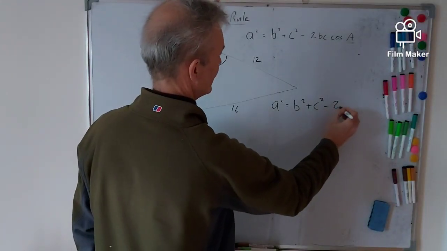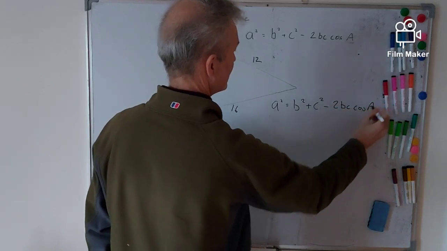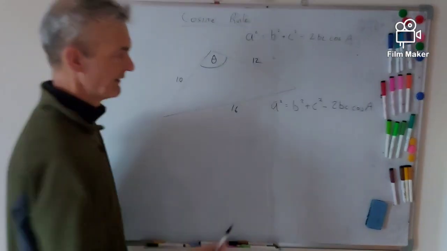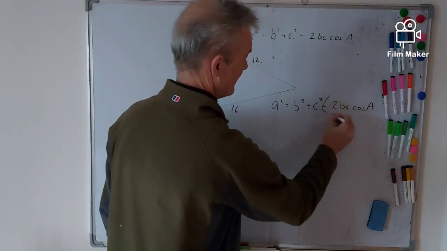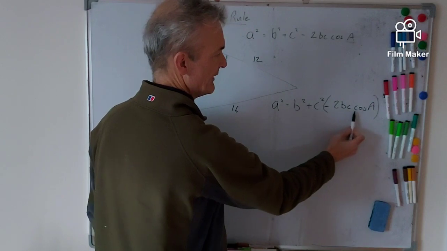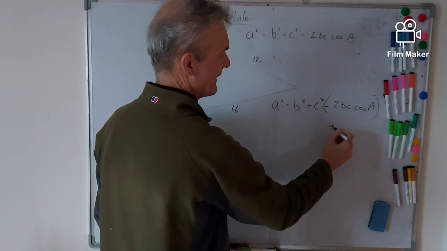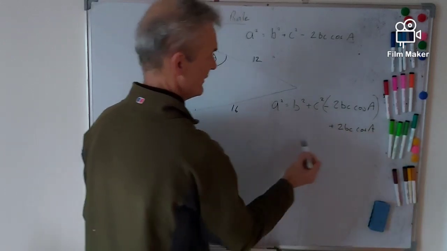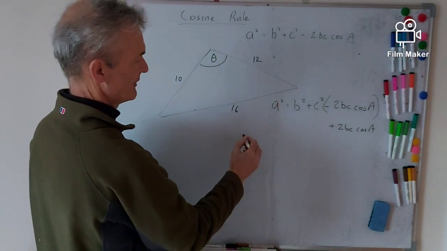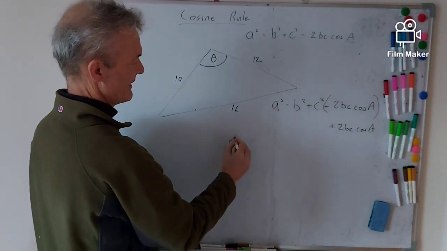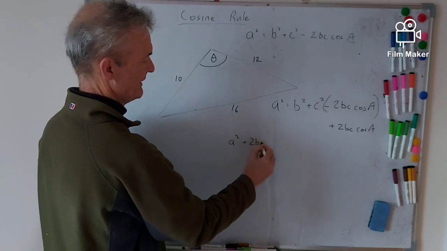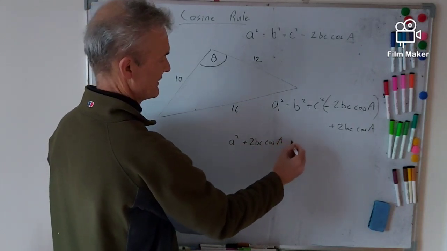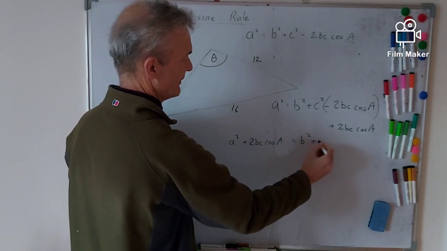If I write this one down underneath: a squared equals b squared plus c squared minus 2bc cos a. If we look at this bit at the end, we've got minus 2bc cos a. If we add that to both sides, it's going to cancel out on this side and move over to the other side. So we're going to get a squared plus 2bc cos a equals b squared plus c squared.